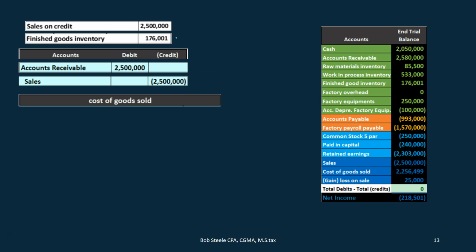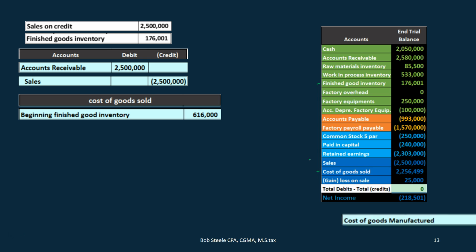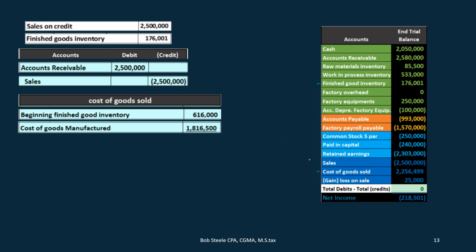Then we need to think about the cost of goods sold. The other half of the journal entry is, of course, taking the inventory out of finished goods and recording the related expense. That related expense is called cost of goods sold. Therefore, we're going to have to do the cost of goods sold calculation. And so in order to do that, we're going to say the beginning finished goods inventory plus, not purchases, but this is the 1,816,500 that we calculated on the last slide for cost of goods manufactured.